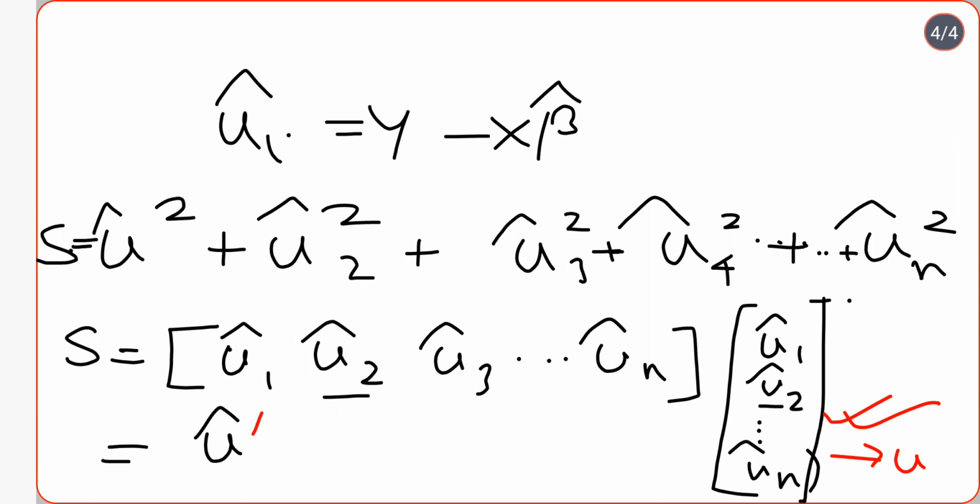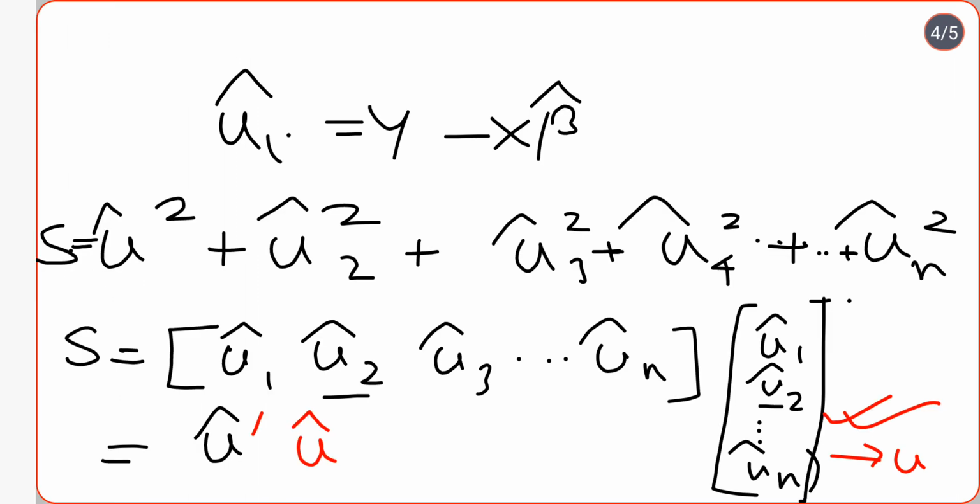So if I write it in this form, I have to write it as u hat dash into u hat. So I may write that s equals u hat dash into u hat, and also remember that u hat has a dimension of n rows and one column, while u hat dash has one row and n columns. So 1 cross n is the dimension of u hat dash, and u hat has a dimension of n cross 1.